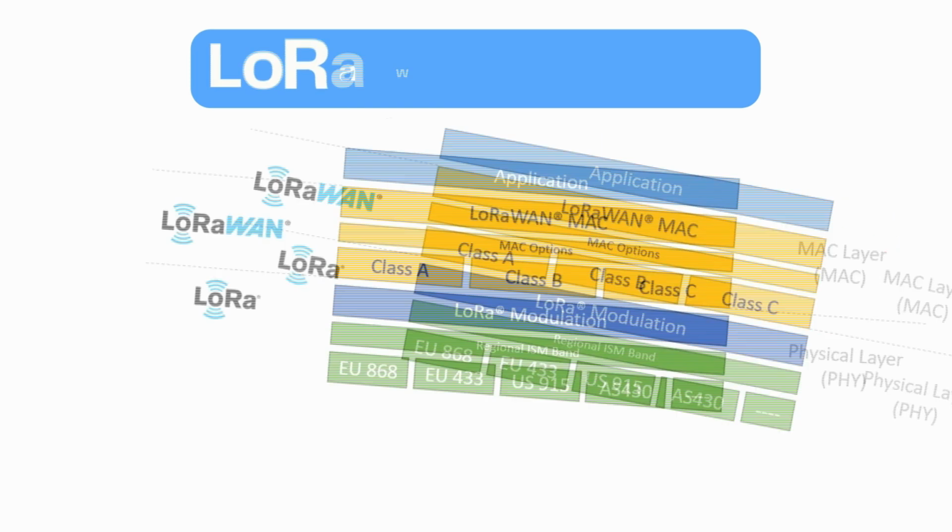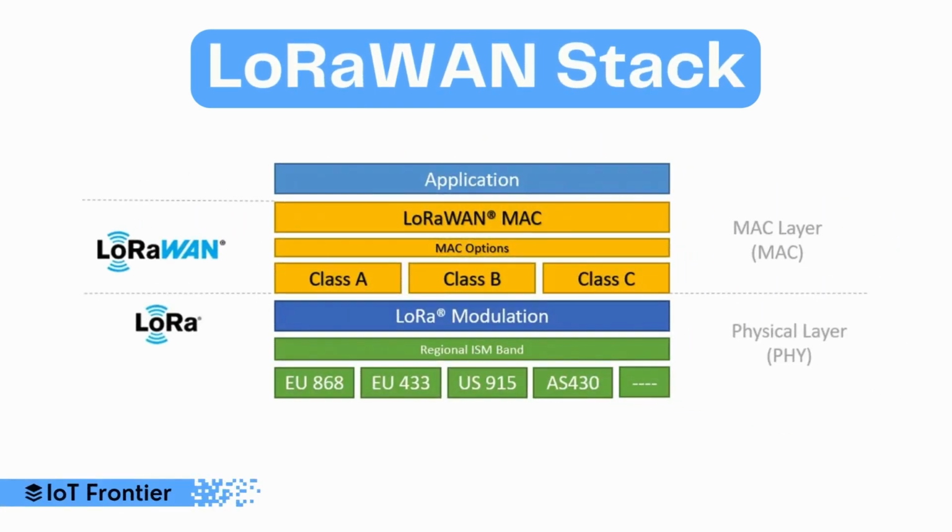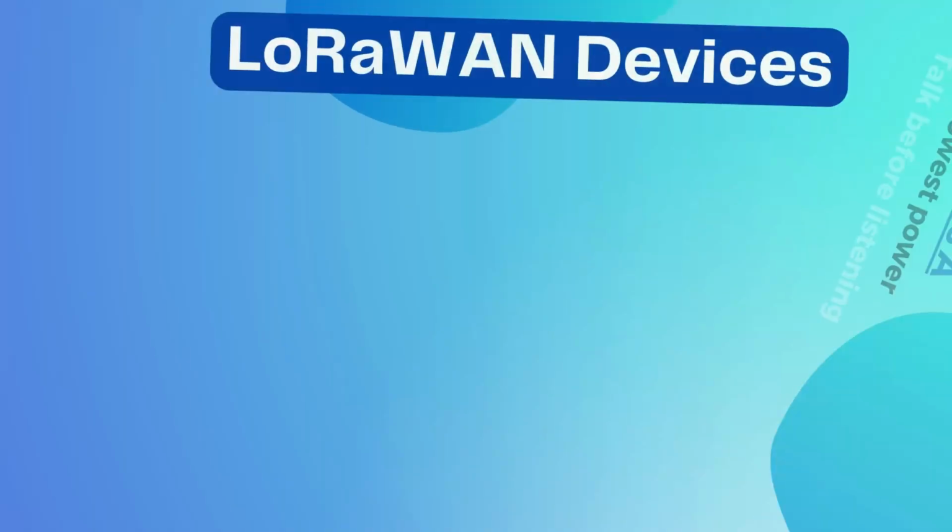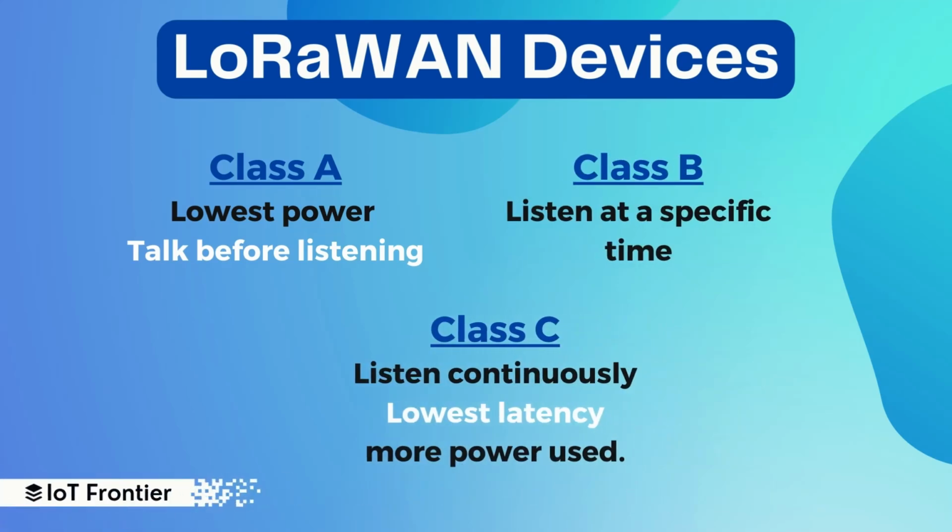Let us now look into the LoRaWAN stack. LoRa represents the physical layer of the LoRaWAN network and LoRaWAN represents the MAC layer. The LoRa devices are classified into three classes in the MAC layer. Class A devices use lowest power and they talk before listening. Class B devices listen at specific times, which means that data will be received only at certain time intervals.